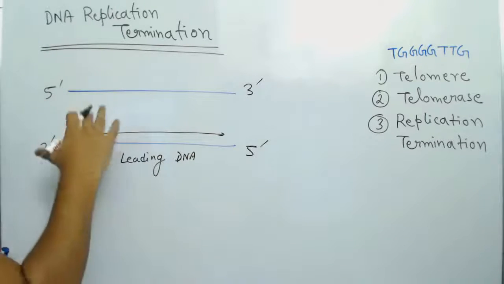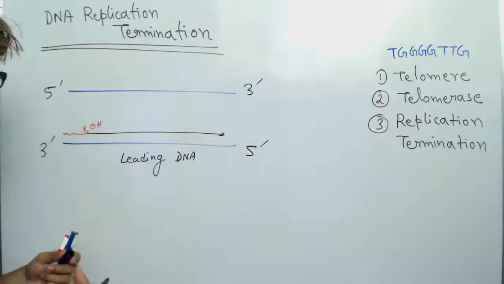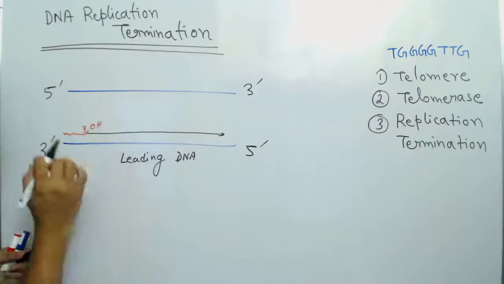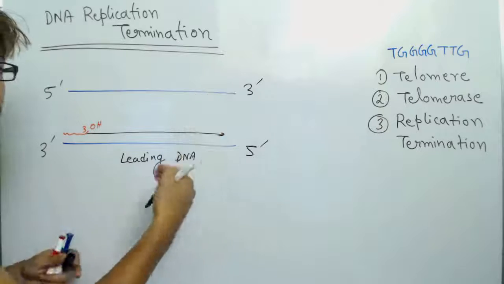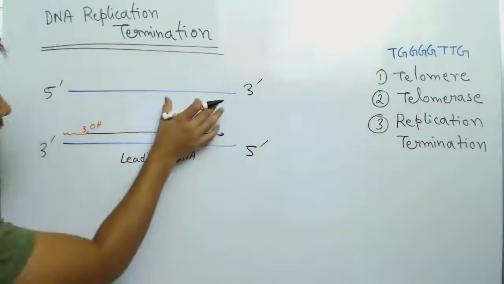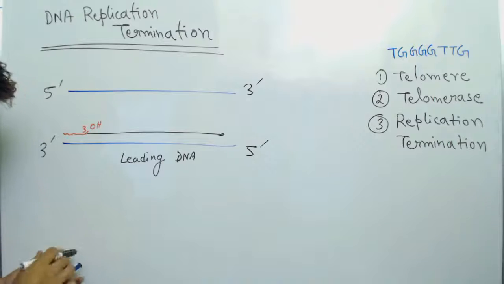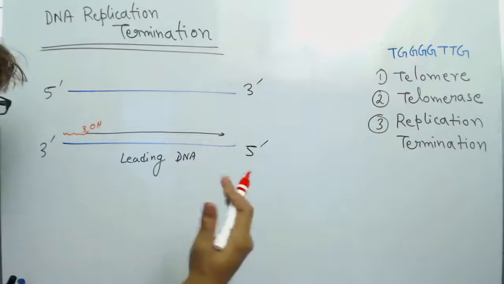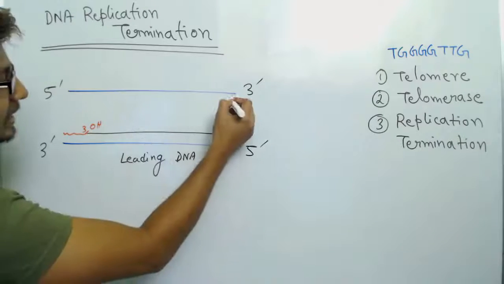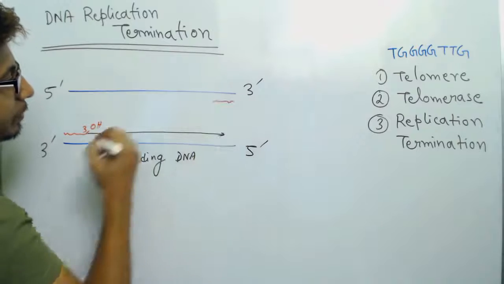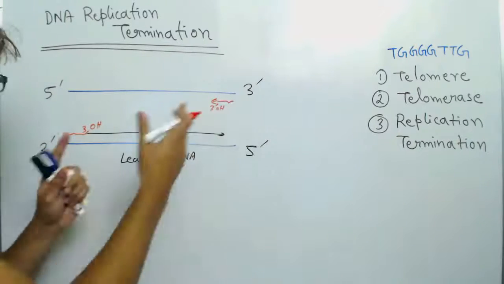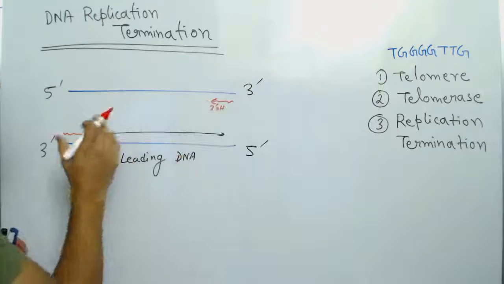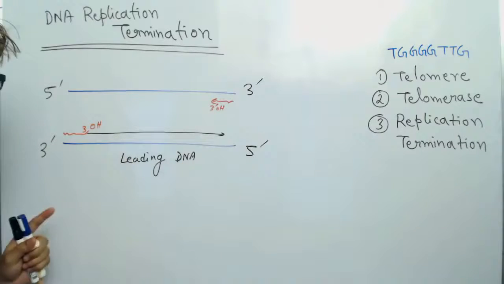On the other hand, the other parental strand cannot provide that same kind of situation because of the complementary nature of the DNA strands. So in this other strand, the mechanism of DNA replication occurs in a backstitch way. That means you need to have a primer here, then only you will get a free 3 prime hydroxyl. So this process cannot continue in the opposite direction.